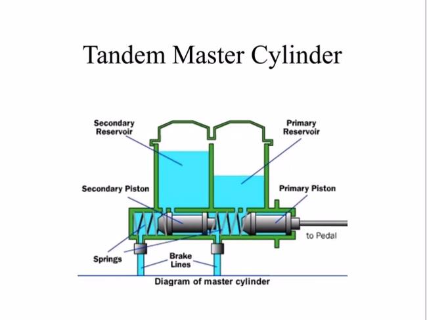I want to leave you with this picture of the tandem master cylinder so that you can go and read about it. In our next class, we will discuss the tandem master cylinder. You can see a secondary reservoir, primary reservoir, secondary piston, primary piston, springs, brake line, diagram of the master cylinder. It has also a pedal. So think about that. Chew on that during the week. We will go deeper into the tandem master cylinder.